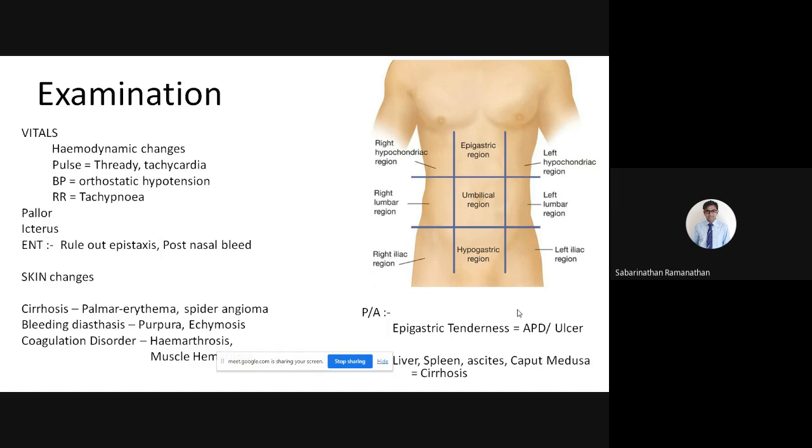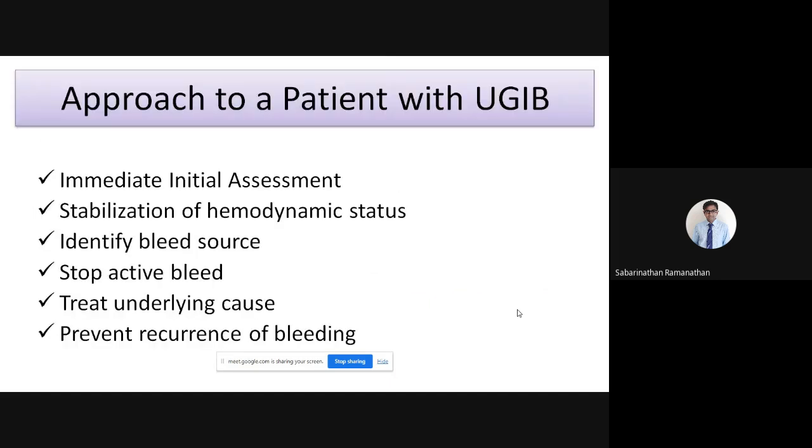And on per abdomen examination, we have to look for any tenderness, any mass lesion, and also look for hepatosplenomegaly, ascites, caput medusa. All this indicates a cirrhotic liver.